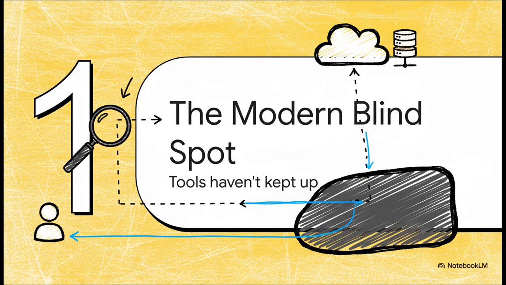This creates what we call the modern network blind spot. It's pretty simple, really. Our networks have evolved like crazy. We're all about cloud, SaaS, and remote work now. But the tools we use to watch over them, they just haven't kept pace. And that has left this massive, massive gap in our visibility.